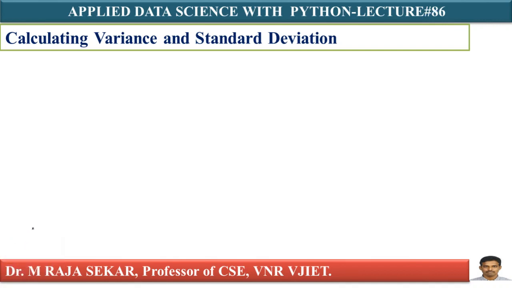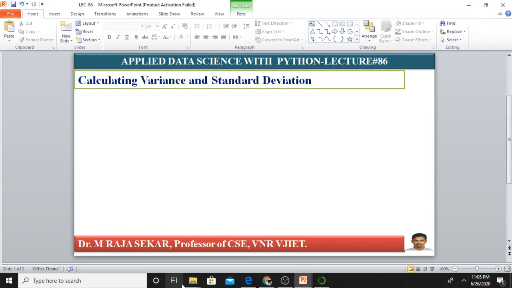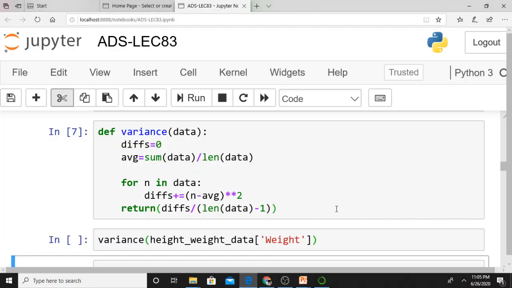In this lecture, we will try to understand calculation of variance and standard deviation with the help of Python programming language. We will go to Jupyter Notebook. Let me say a few theoretical points. Let me recall, another measure of dispersion or variability is the variance.